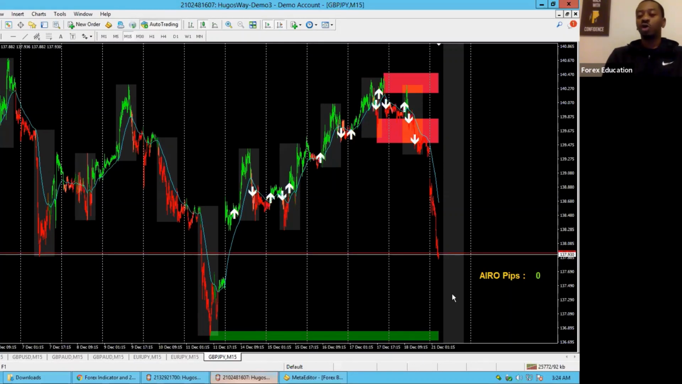What you need to know about the actual AIRO software is how to read it so you understand when price may be turning around or when it may be continuing in the same direction. Right now, price is in a downtrend, 2 red, 1 green. All right, we zoom back in.